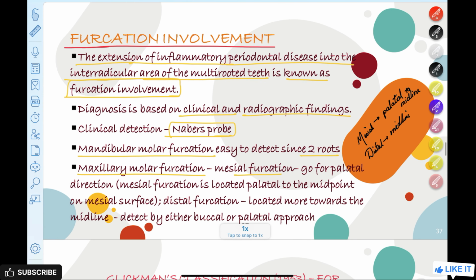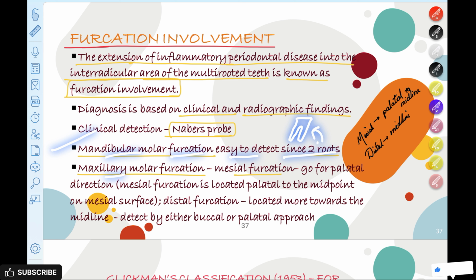Diagnosis is based on clinical and radiographic findings. For clinical detection, we have to use Nabers probe. In the case of mandibular molar, furcation is easy to detect since there are only two roots. As we know, in the mandibular molar, there are only two roots which are distally tilted.